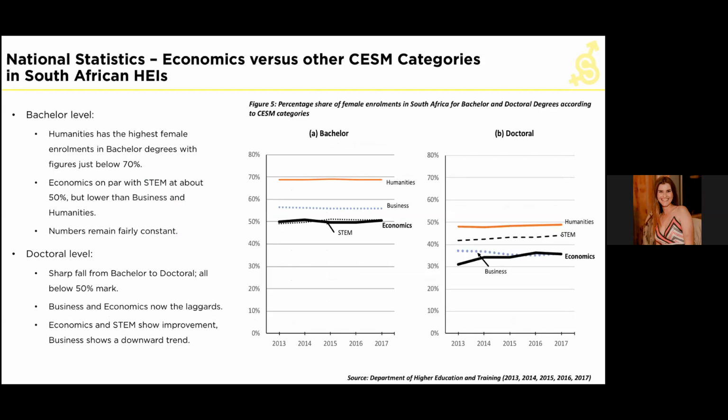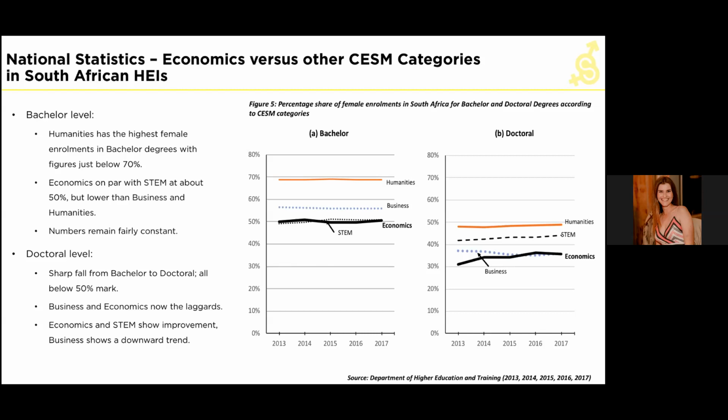National data representing the female share of enrollments in bachelor and doctoral degrees in South African HEIs is illustrated in figure 5A and B, from 2013 to 2017, according to broad CESM categories: business, STEM, and humanities, as well as the second order CESM category, economics. The stats for business were recalculated to exclude economics in order to compare it in an isolated way. And humanities includes the social sciences and education, in which case this may raise female participation.